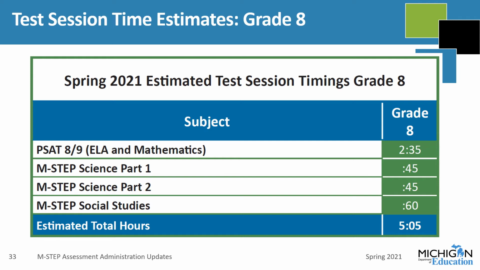These estimates are for grade 8. Remember, unlike PSAT 8-9, the MSTEP is not a timed test. Students should be given the time they need to complete. Science is again estimated at 45 minutes for each part, and social studies for an hour.